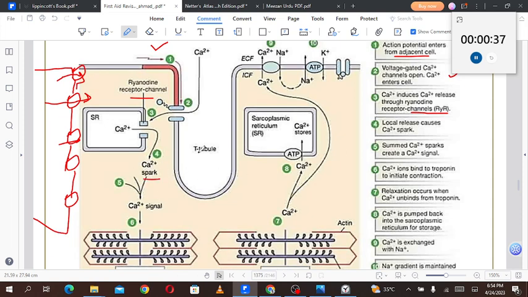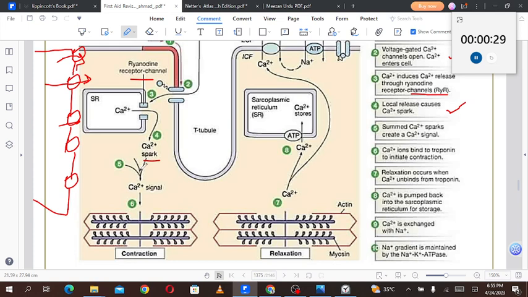Then point number 4 is there will be a calcium spark. What does that mean? Local release of calcium is called a calcium spark. Then there is excessive calcium release, or you may say calcium surge, whatever word you want to use. There will be an excess of calcium in the cytoplasm. Then in point number 5, we can see that some calcium sparks create a calcium signal, like a lot of calcium from a lot of different impulses and a lot of sarcoplasmic reticulum present inside the cell will be clustered together to cause a summed calcium spark.